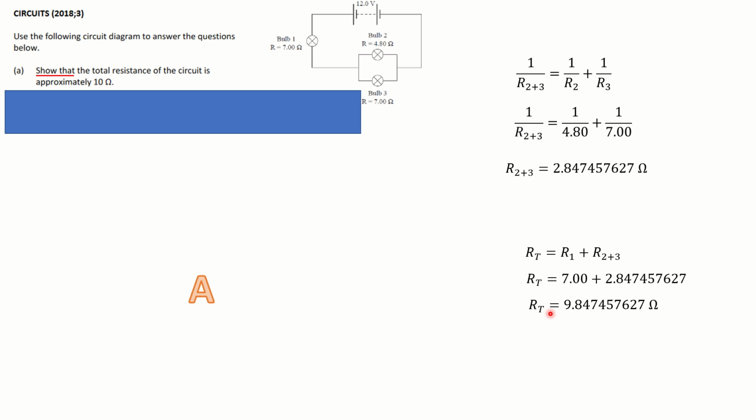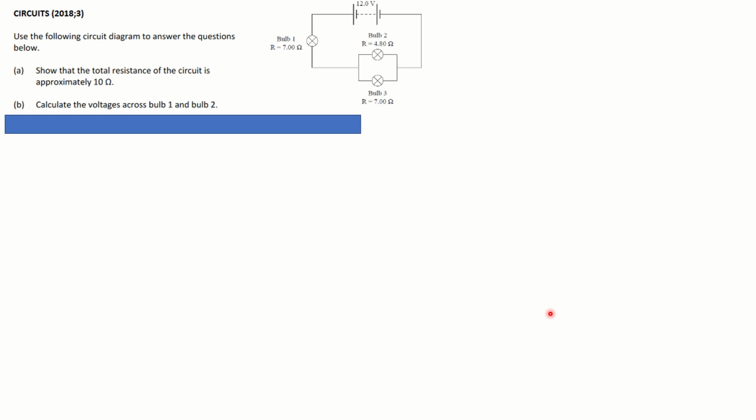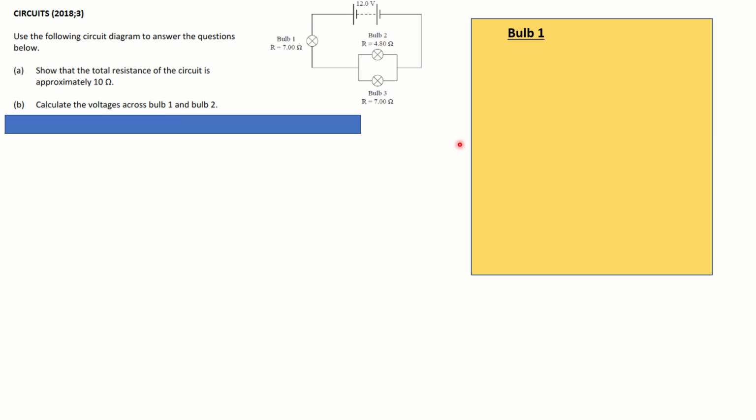Okay, next section. Calculate the voltages across bulb 1 and bulb 2. So bulb 1 up here, bulb 2 over here. The first thing we want to do is break it up. We want to do bulb 1 first. For bulb 1, we're going to be using V equals IR for all of these. And what do we know and what do we need to know? We do not know the voltage of bulb 1. That's what we're trying to figure out.